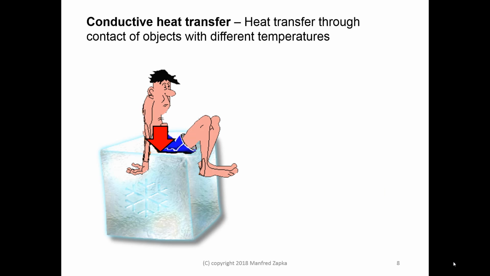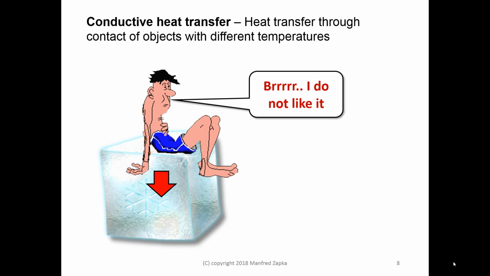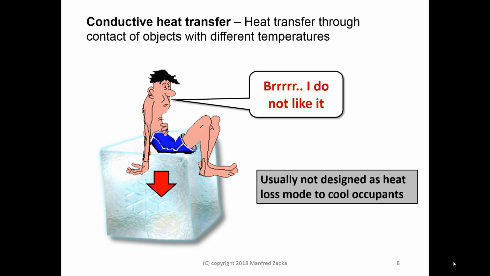The next heat transfer mode is conductive heat transfer. And this is heat transfer through contact of objects with different temperatures. Here we see a poor fellow sitting on a block of ice or a cold surface, and his body heat through contact is transferred to the colder object. Usually you don't like that. And also usually it is not designed as a heat loss mode to cool occupants.